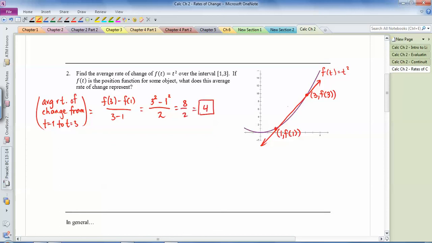So that means that the slope of this line right here equals 4. And so that's called the average rate of change.